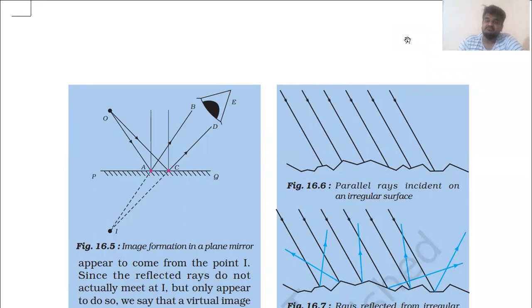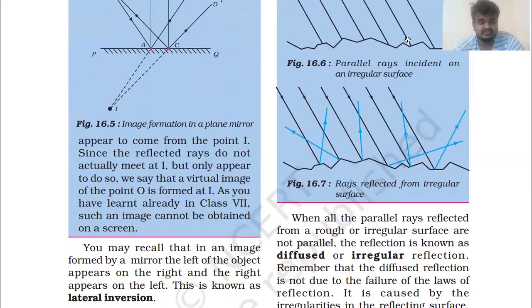Let's take an example of this first ray. Whatever surface we consider for the first ray is not the same as the surface for the second ray, or simply not parallel to the surface for the second ray. Is that clear? That's how we can recognize this irregular surface. So let's read once again.